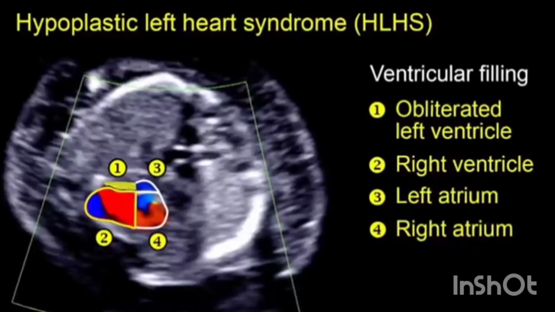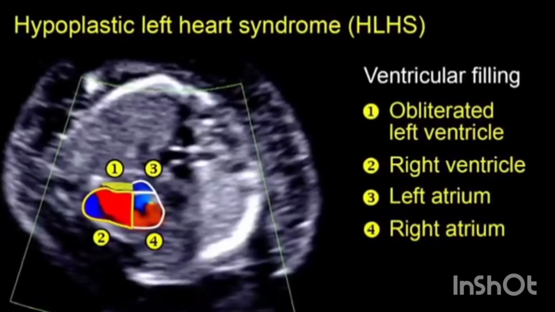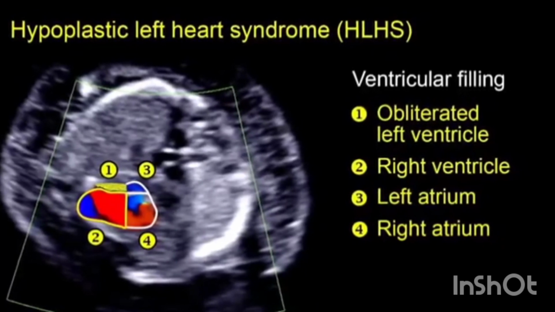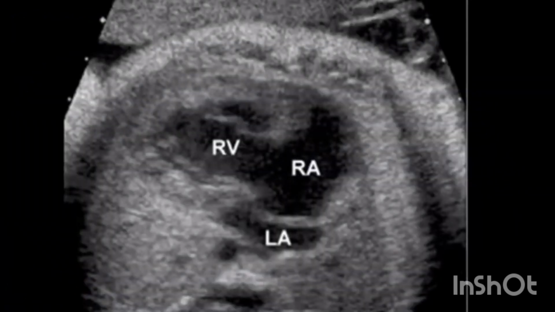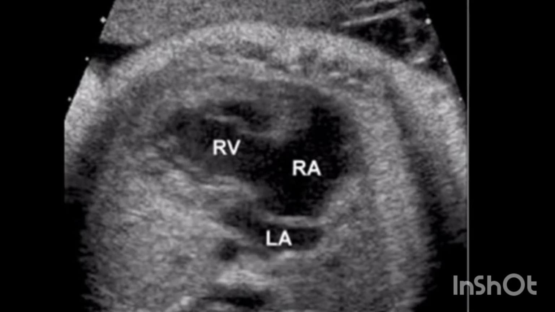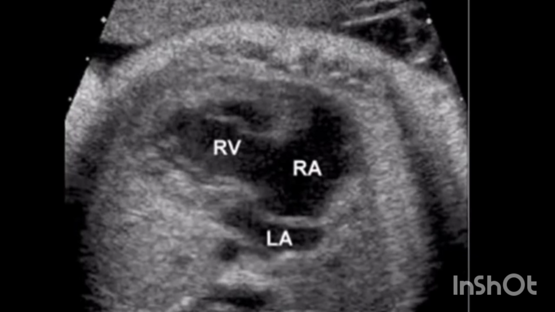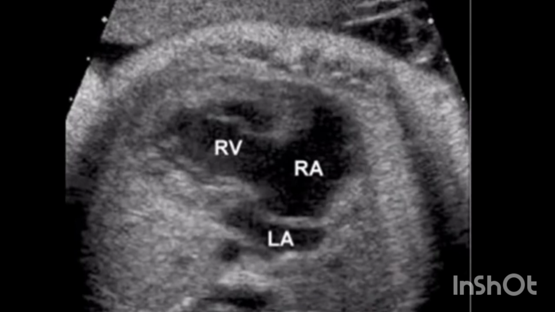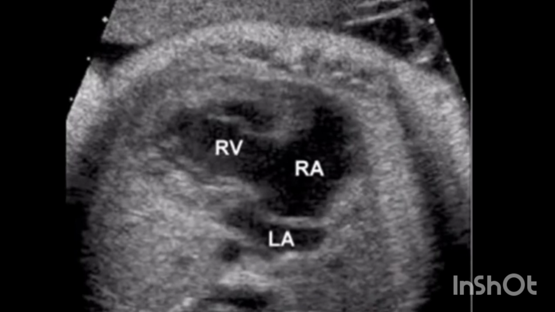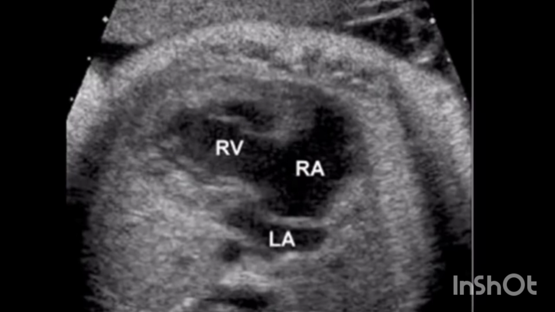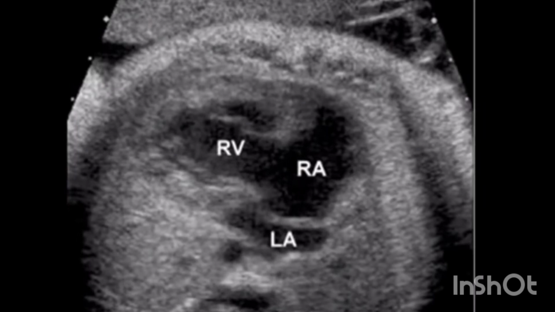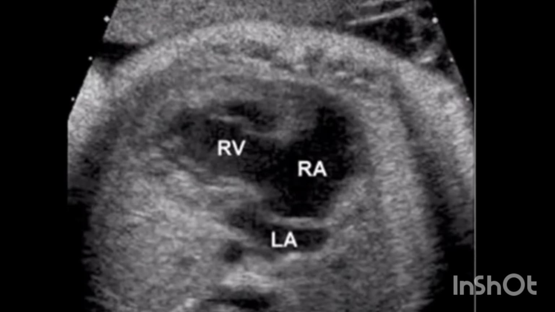Hypoplastic left heart syndrome is a birth defect that affects normal blood flow through the heart. As the baby develops during pregnancy, the left side of the heart, including the mitral valve, left ventricle, aortic valve, ascending aorta and aortic arch, does not form correctly. The left side of the heart is extremely underdeveloped. Hypoplastic left heart syndrome is one type of congenital heart defect. Congenital means present at birth.